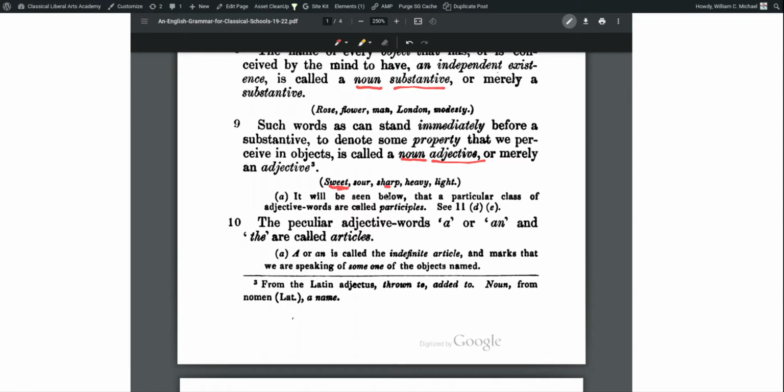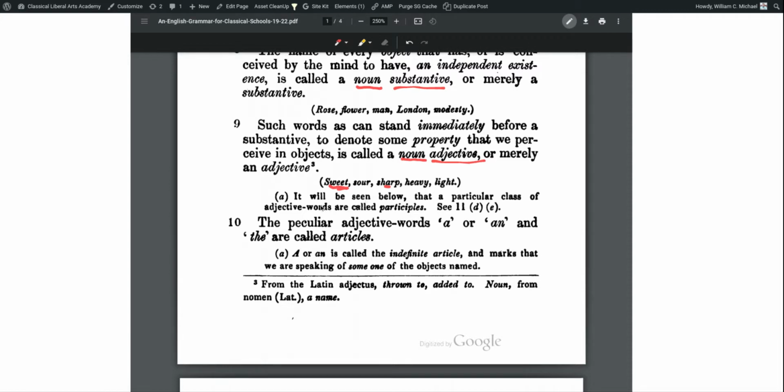Sharp. If I say the word sharp, you can't think of sharp by itself. You have to think of something that is sharp, like a pin or a knife. There must be some object in which this property exists. An adjective noun cannot stand by itself, but it must be set next to some substantive. And that idea of being set next to is what the word adjective means. So the second part of speech here is a noun adjective. The first was a noun substantive. The second was a noun adjective.